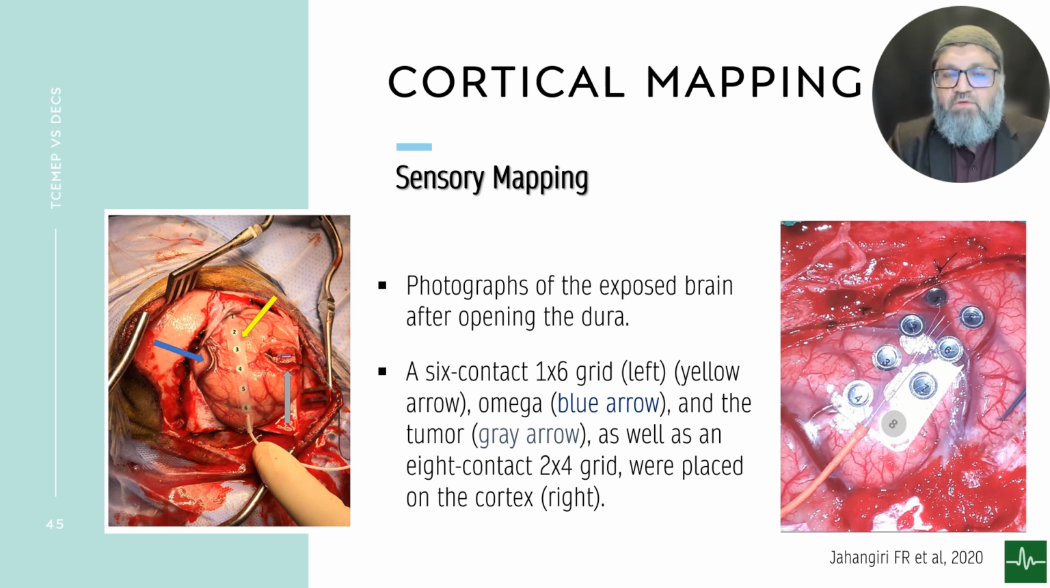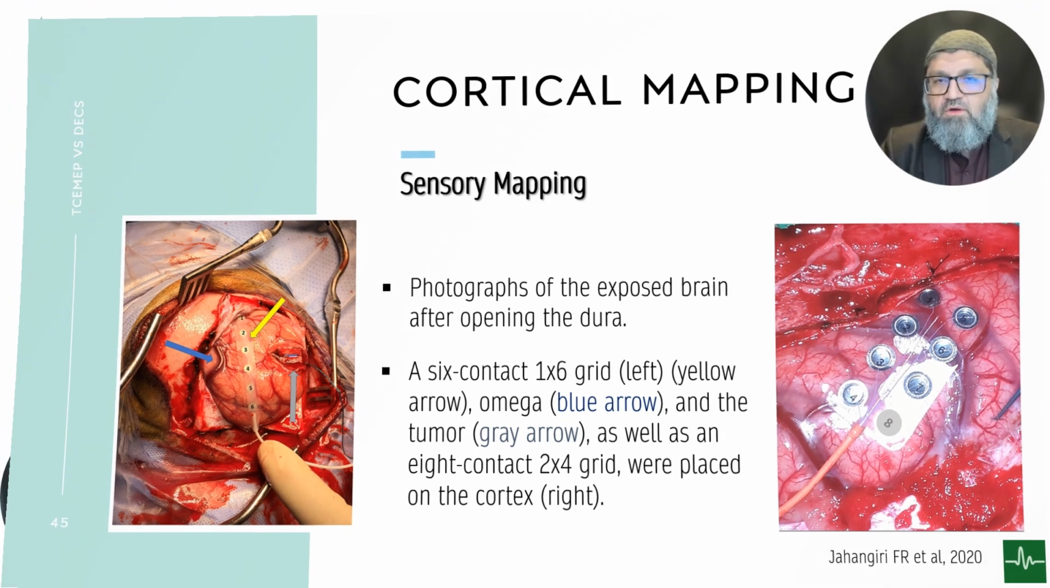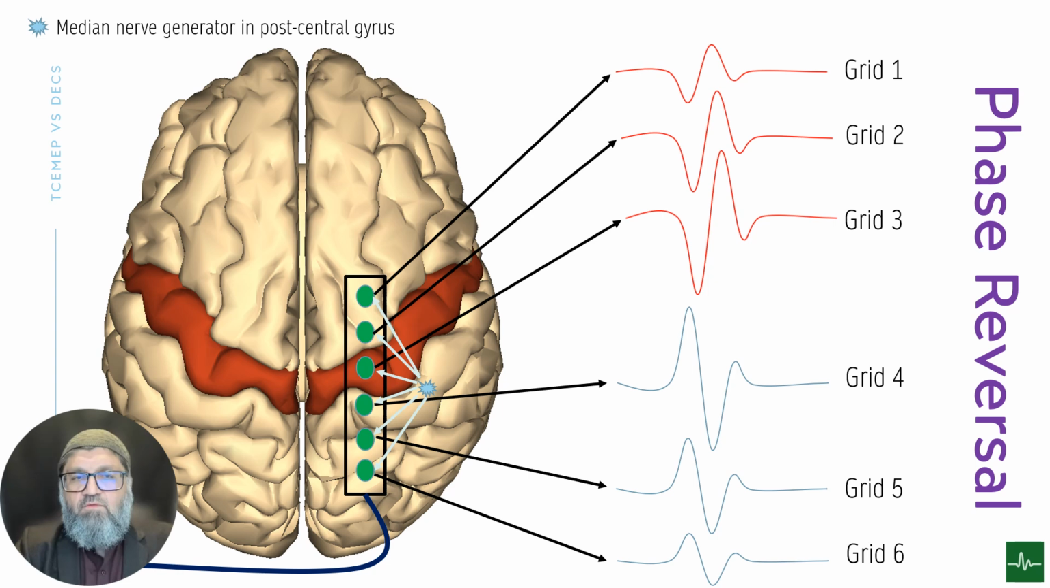So you have to make sure when you're programming that you know where the grid is, and the programming should be done according to the sensory mapping of the brain. We have placed a 6 contact grid on the cortex on the right side, and we are stimulating the median nerve on the left side. This is the generator for the median nerve, and all these contacts are picking up the same response.